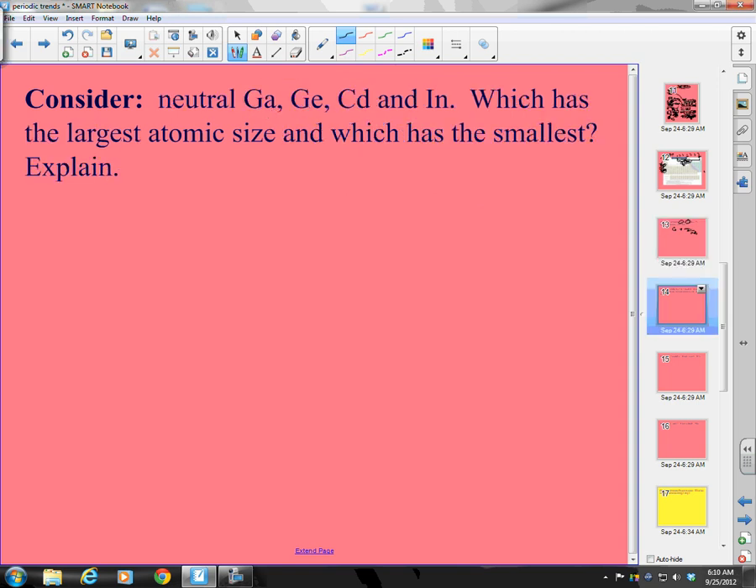Good. Here you go. Consider gallium, germanium, cadmium, and indium. Which has the largest atomic size and which has the smallest? Pause me, and when you have an answer, bring me back.